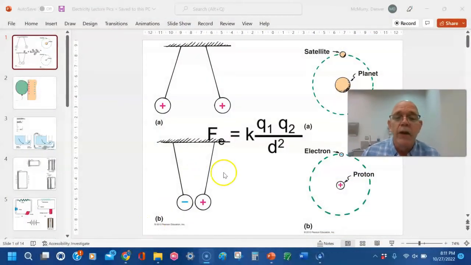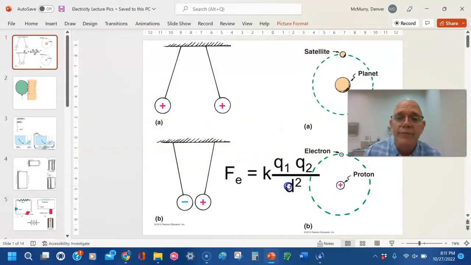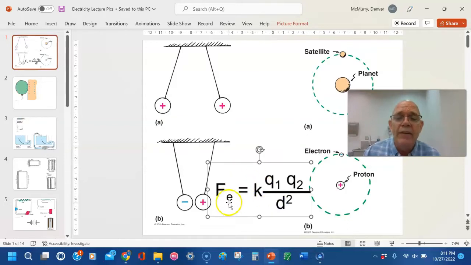Now, real quickly, this is not a good thing for a demo, but I'm going to do it because I think it's important to talk about it a little bit. If you remember our gravitational formula, we had a formula for gravity, and it was Fg equals the gravitational constant times the mass of one object times the mass of another object divided by the distance squared.